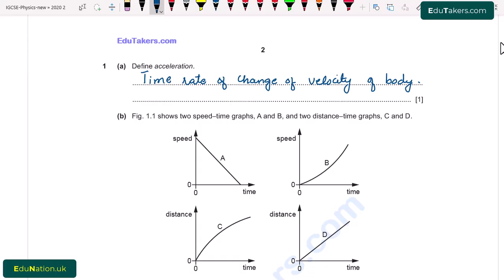Part B. Figure 1.1 shows two speed-time graphs A and B and two distance-time graphs C and D. So there are speed-time graphs and also distance-time graphs. The speed-time graphs are A and B, while the distance-time graphs are C and D. You can see from here.